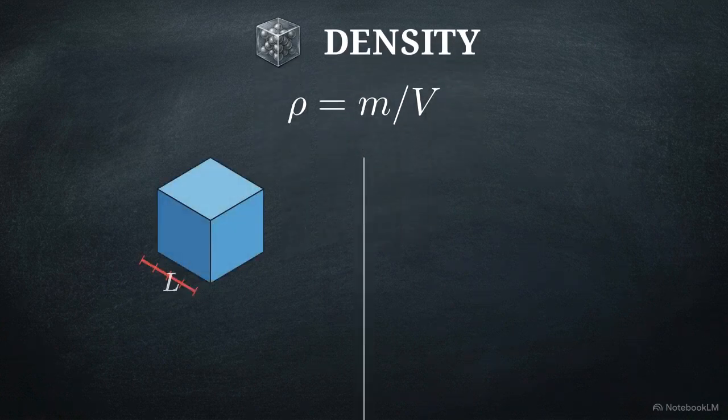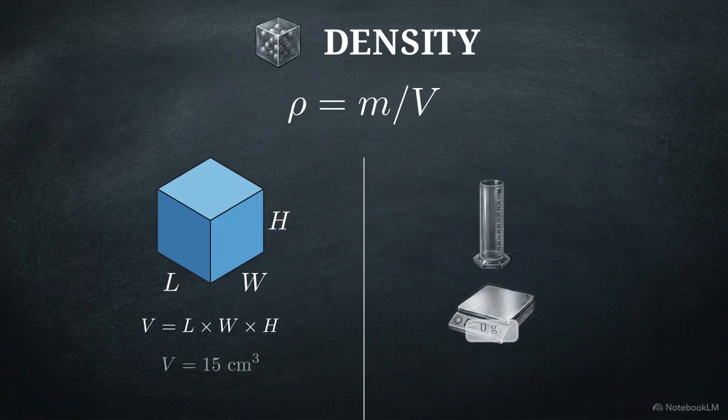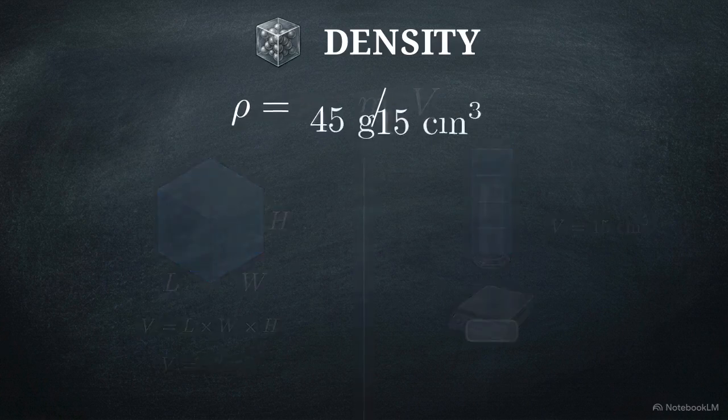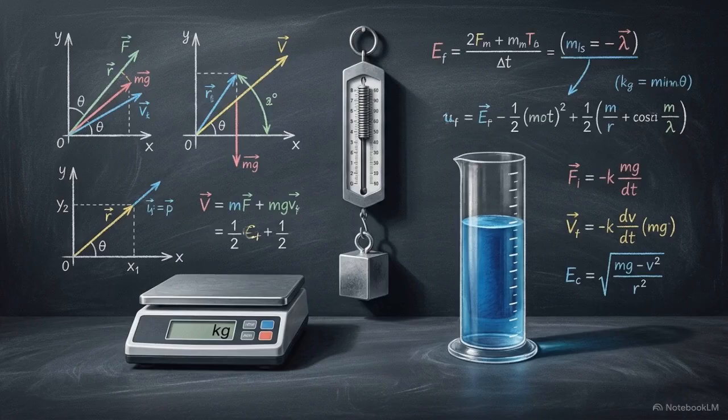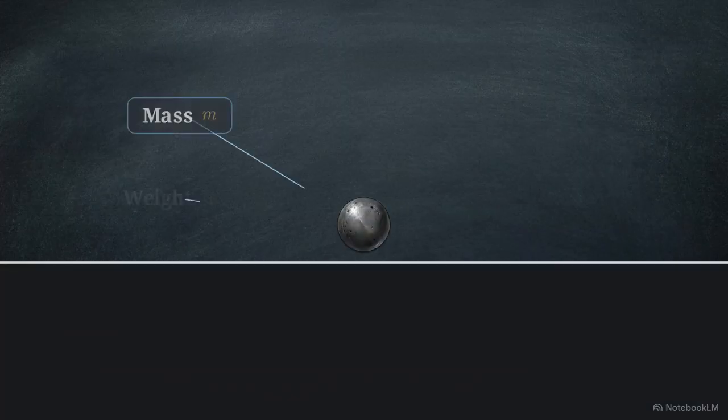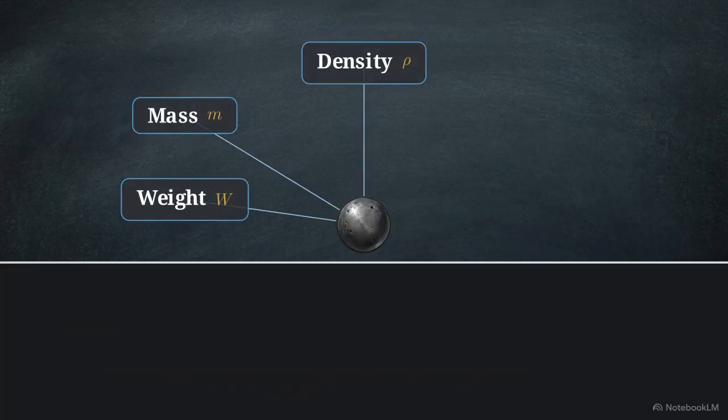From mass, we can derive density, the amount of mass packed into a specific volume. For regular solids like a cube, you find the volume using a ruler and simple geometry. For a liquid, you pour it into a measuring cylinder to find its volume, and use a balance to find its mass. Divide mass by volume, and you have your density. Mass, weight, and density form the baseline properties of matter.